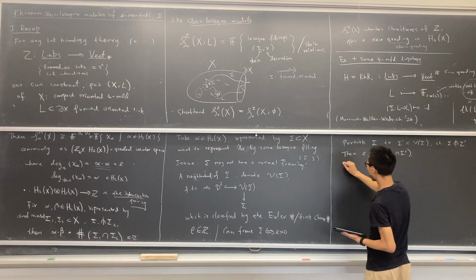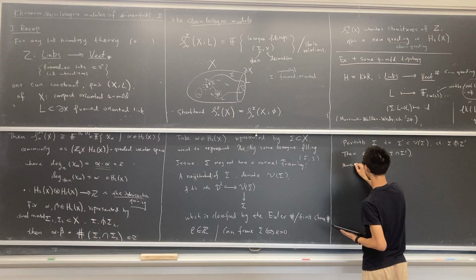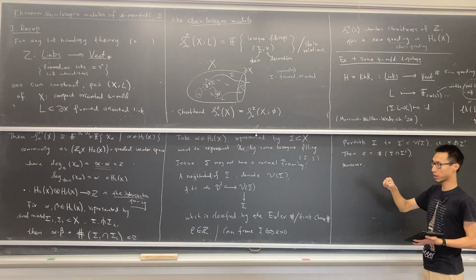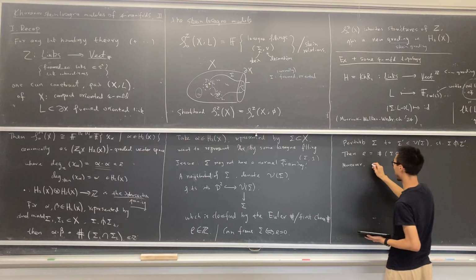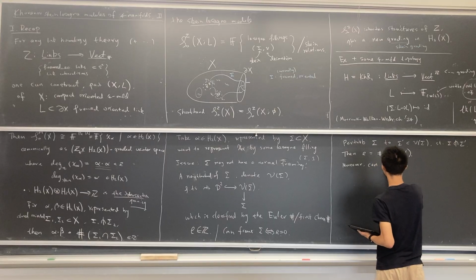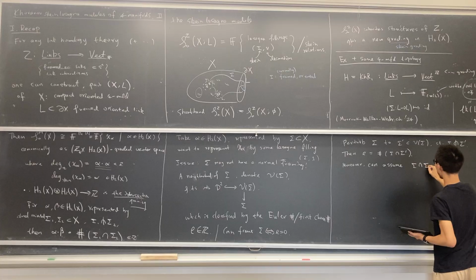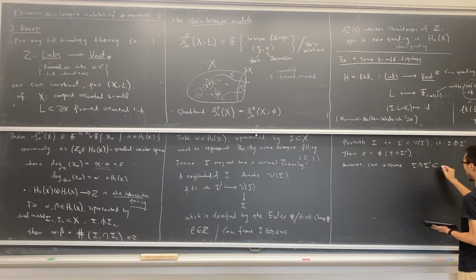But in fact, you can do slightly better than that. Namely, we can assume we can push all the intersections into a local region. Can assume the intersection between sigma and sigma prime is contained in some D inside sigma, where this D is a local disk, just a disk.